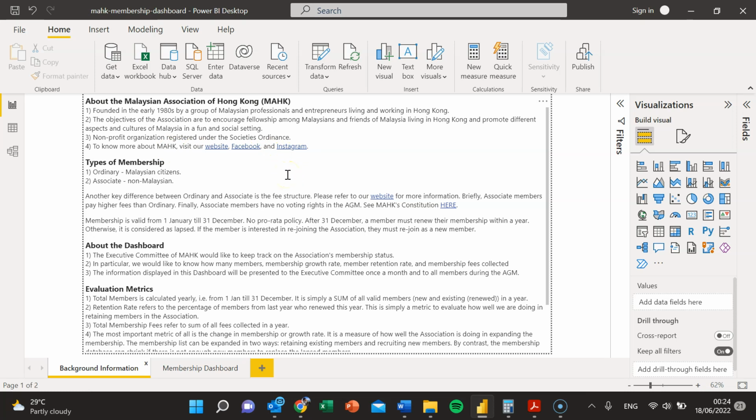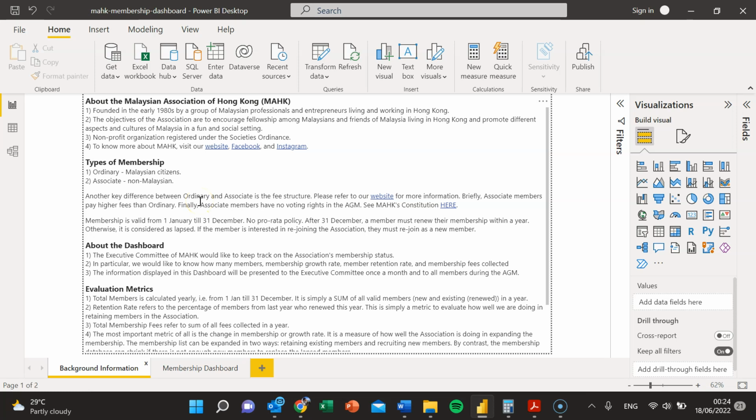Since the dashboard focuses on membership status, I would like to discuss their membership structure. There are two types of members, ordinary and associate. Ordinary members are Malaysian citizens or Malaysian passport holders. Non-Malaysians are thus considered associate members. It should be noted that associate members pay higher membership fees than ordinary members.